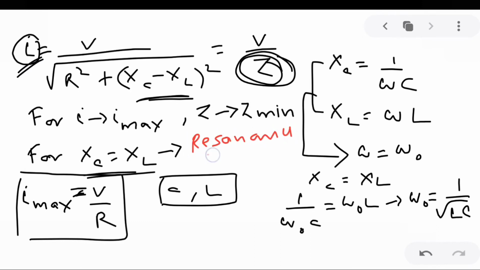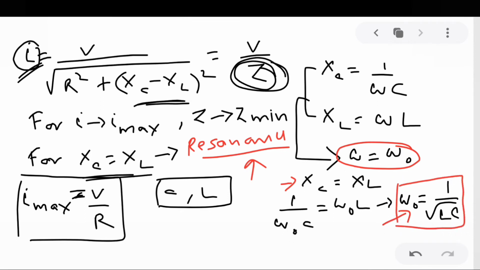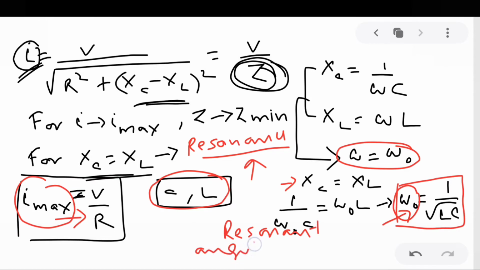Resonance condition. This resonance condition is achieved at this frequency because when omega is equal to omega naught, XC is equal to XL. So at this angular frequency, this current is maximum and it is equal to V by R. The circuit is behaving as a purely resistive circuit, as if capacitor and inductor are not there, and this particular angular frequency is called the resonant angular frequency.